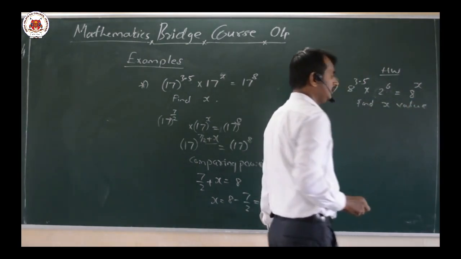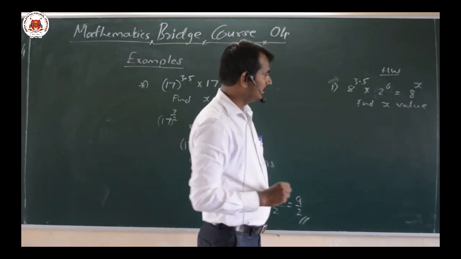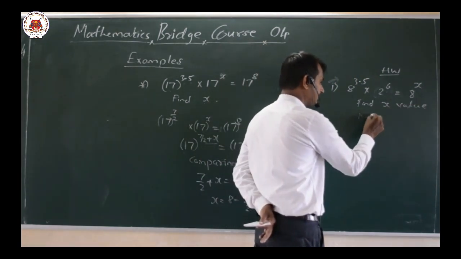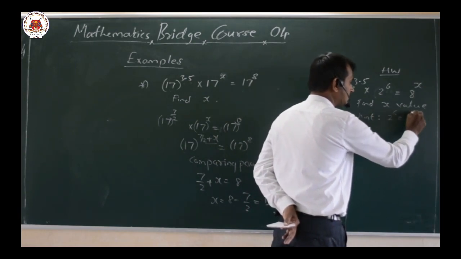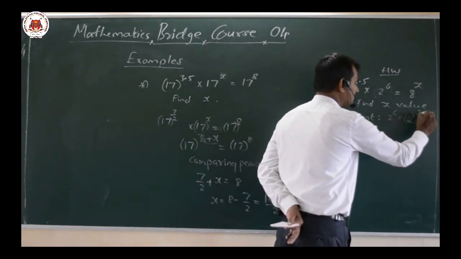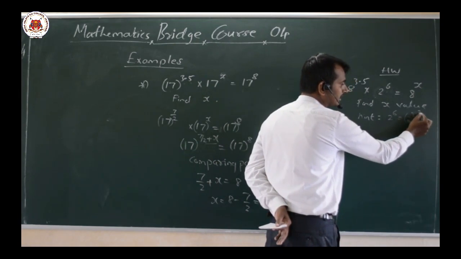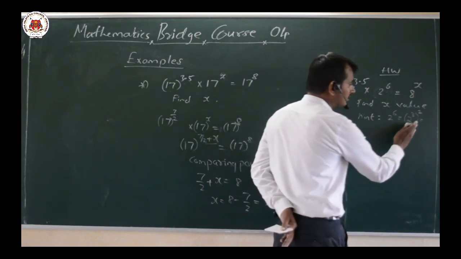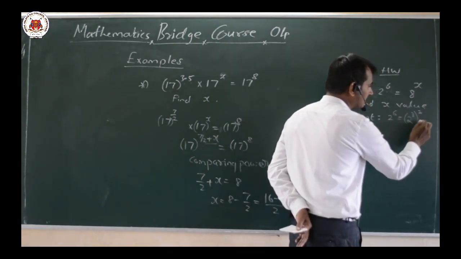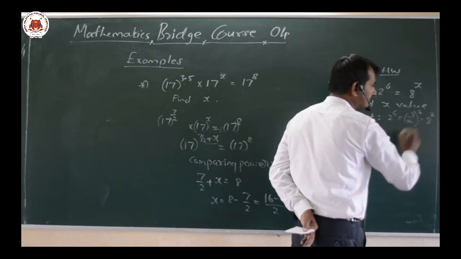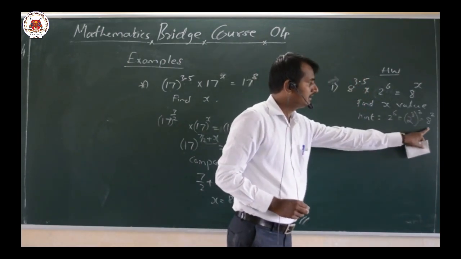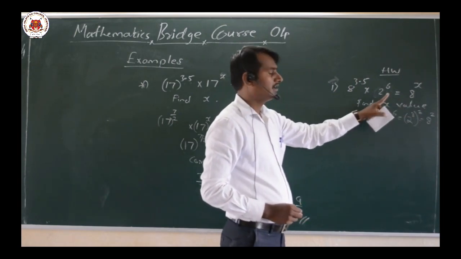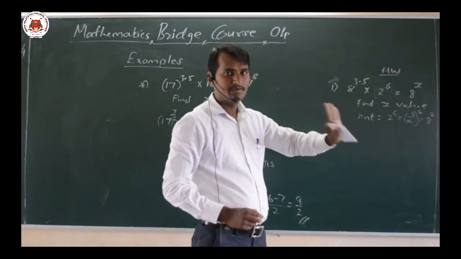I will give a simple hint here. Hint: 2 to the power of 6 I can write as 2 to the power of 3 whole square. 3 2s are 6, so we get 2 to the power of 6. Now I can write that as 8 square here, since 2 cube is 8. You can apply this here and find out the x value. Very very simple.